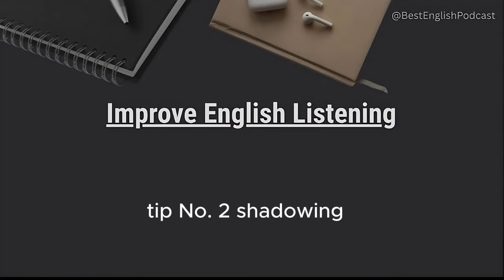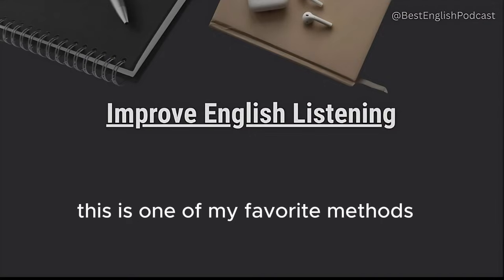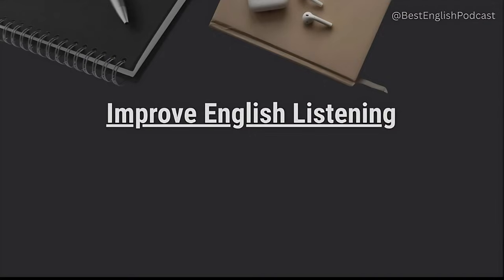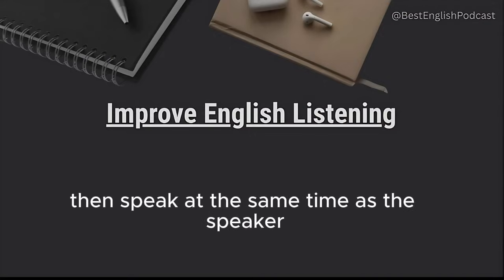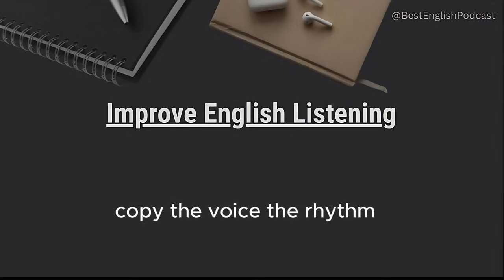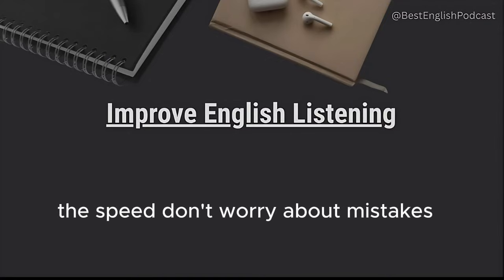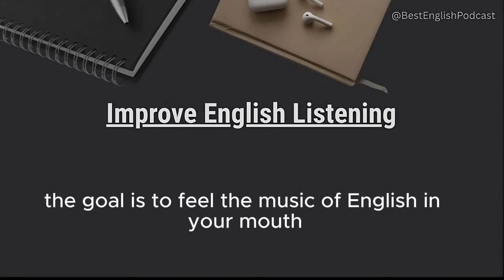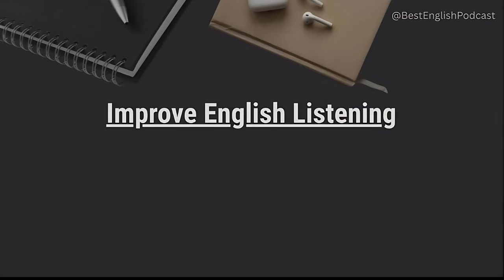Tip number 2, shadowing. This is one of my favorite methods. Play a short sentence, then speak at the same time as the speaker. Copy the voice, the rhythm, the speed. Don't worry about mistakes. The goal is to feel the music of English in your mouth.